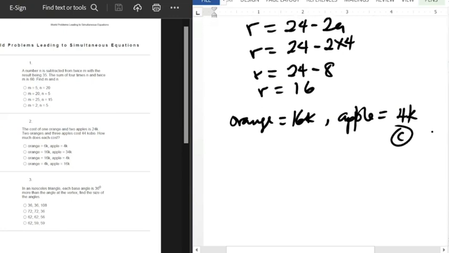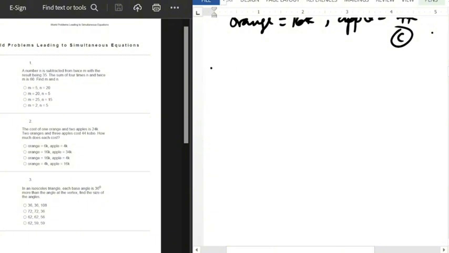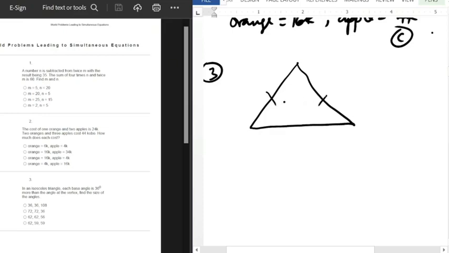So the most important thing about this topic is for you to be able to interpret very well. If you don't know how to interpret, that will be a very big problem. So for question number 3, in an isosceles triangle, that means you must draw it before you can be able to get it. So we have this. This is an isosceles triangle. So two sides are equal in an isosceles triangle.